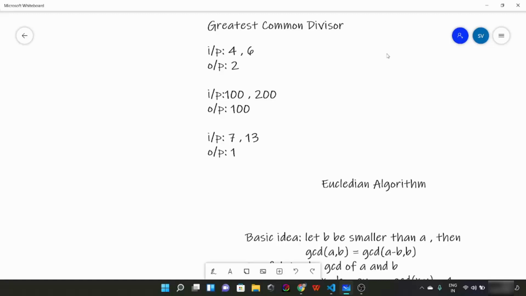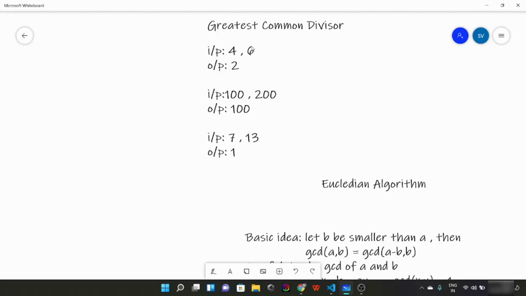Hello everyone. So today we are going to see a new topic, greatest common divisor of two numbers. Alright, so let's brush up about it. So greatest common divisor means the greatest number which divides both of these numbers. Alright, so let's take few examples.